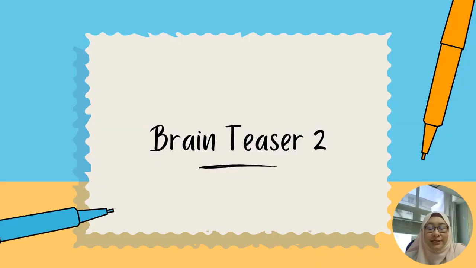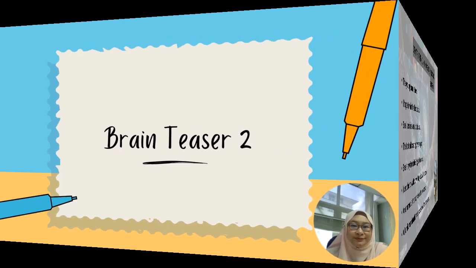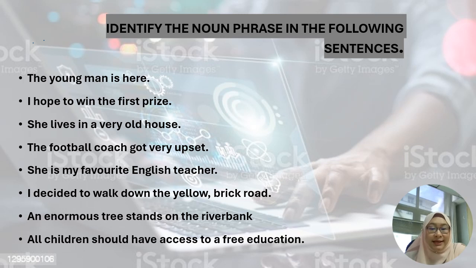All right, we have reached our brain teaser activity number 2. I invite all of you to complete this task on your own, based on your understanding of what a noun phrase is all about. In this short exercise, I need you to identify the noun phrases in the following sentences. All you have to do is read sentence 1 until the final sentence and identify all the noun phrases. Perhaps in one sentence there could be more than one noun phrase. Have fun and good luck.